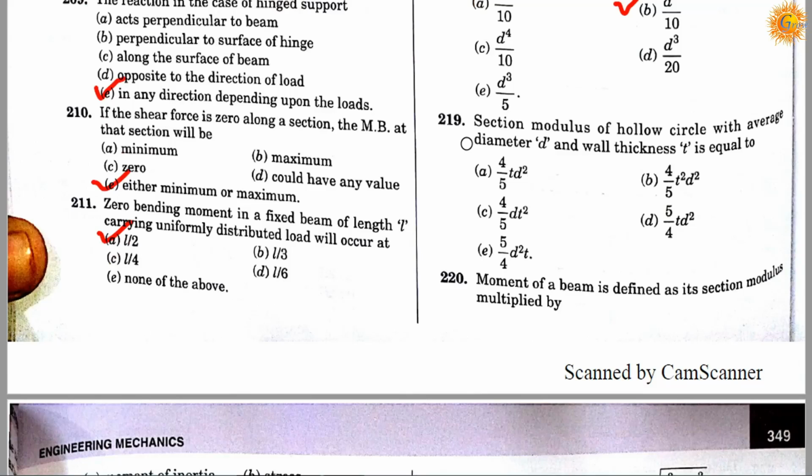Question number 219. Section modulus of a hollow circle with average diameter small d and wall thickness small t is equal to, option A 4 by 5 td square, option B 4 by 5 t square d square, option C 4 by 5 into dt square, and option D is 5 by 4 td square, and option E is 5 by 4 d square t. Correct answer is A. It will be 4 by 5 td square.